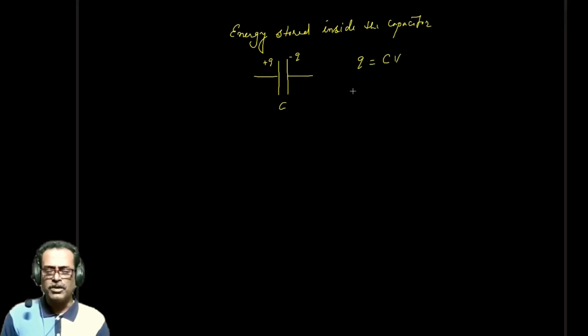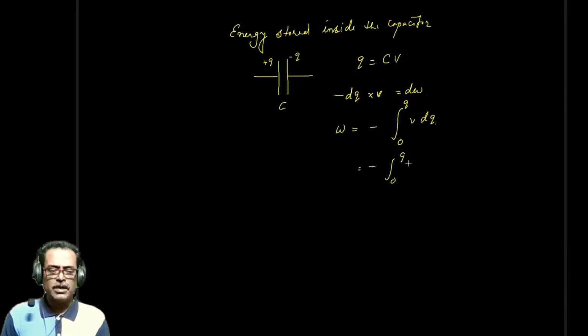Then if dq is this small charge, the work to be done is equal to dq into V against the repulsive force, because dq is positive and we are adding dq charge to the positive plate. Therefore, dW is equal to dq into V, and W is equal to minus the integral of V dq from 0 to q, which is minus the integral from 0 to q of q by C into dq, equal to minus 1 by C into q square by 2.